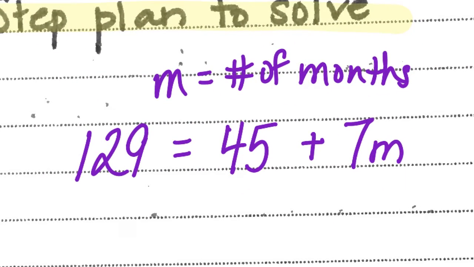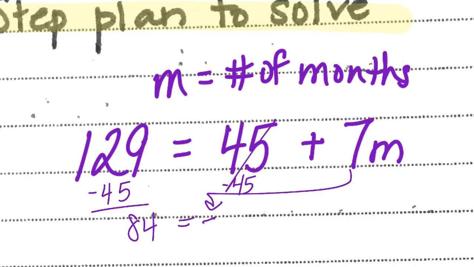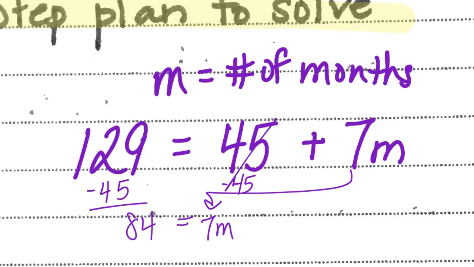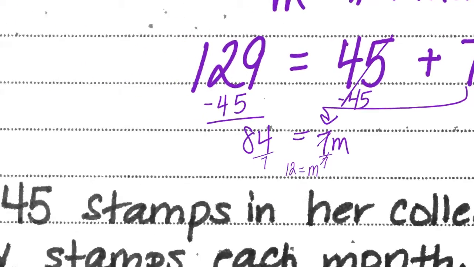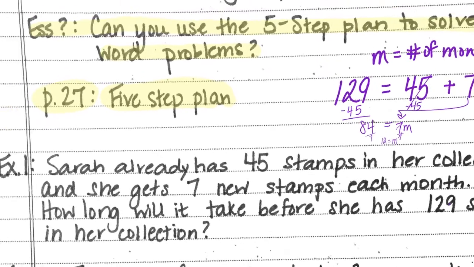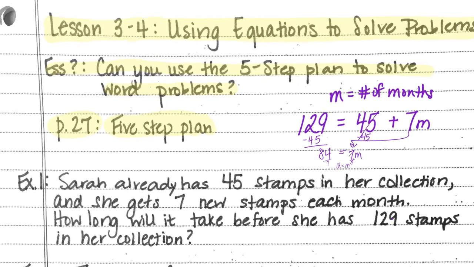The first thing I want to do is subtract 45 to each side. When I do that, I get 84 is equal to 7M. When I divide each side by 7, 7's cancel out, and M is equal to 12. So it will take Sarah 12 months to collect the 129 stamps that she wants to collect.